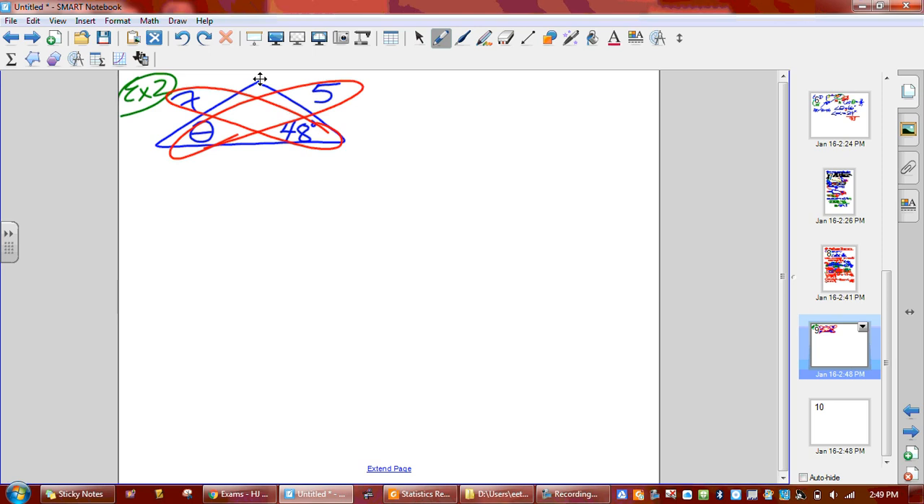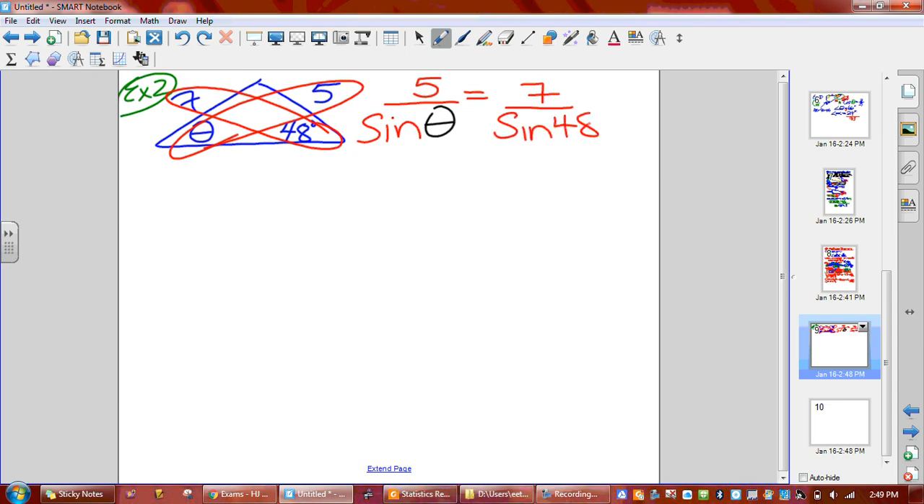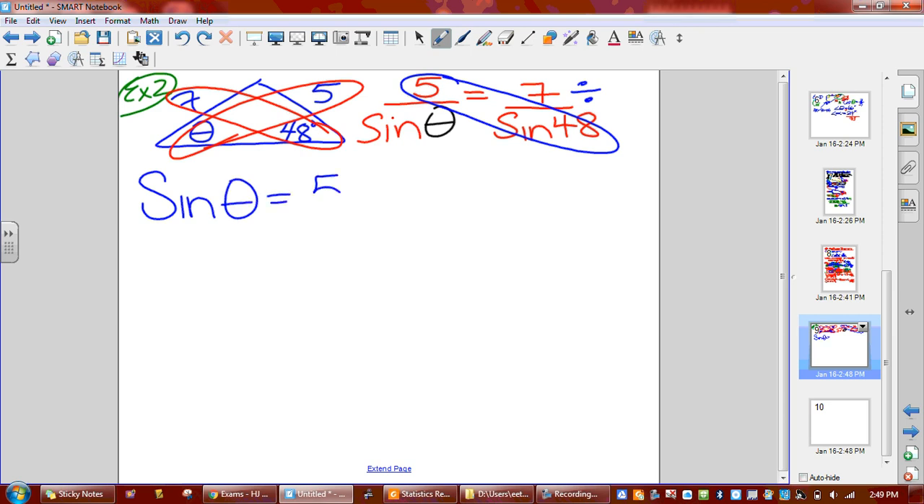Now there's only one extra step in this situation when we're looking for an angle. We're going to cross multiply this way, and then we're going to divide by 7. That's going to give us a decimal. So sine theta equals 5 times sine 48. Then you hit enter, then you hit divide by 7, then enter. And again, that's going to be sine theta. It's a decimal, because we're looking for an angle.